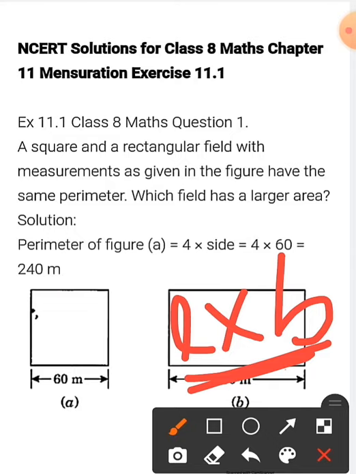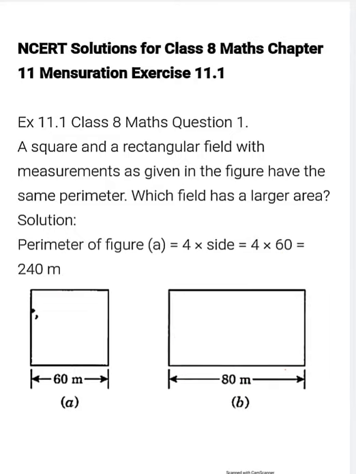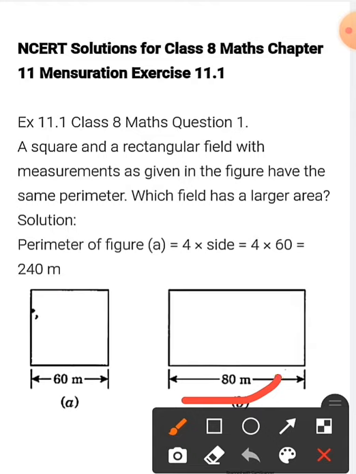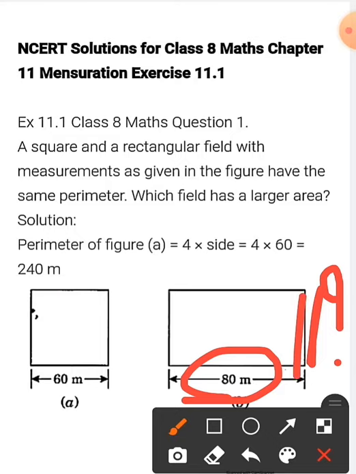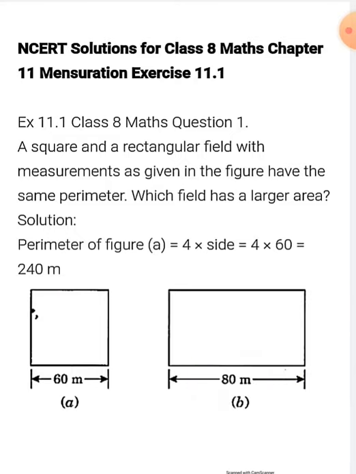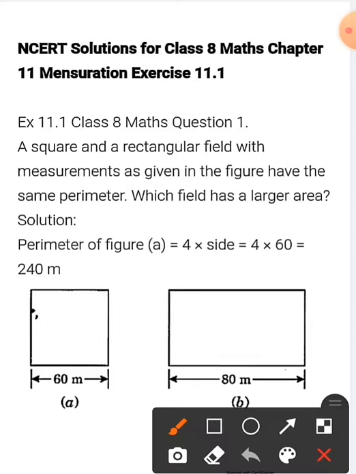Now if you see the figure, length is given to us as 80 meter. This is our length, but the breadth is not given. The width, the breadth of this is not given to us. So first of all we need to find out the width. First we have to find out the breadth of this. So we will first calculate the breadth, the width of this.